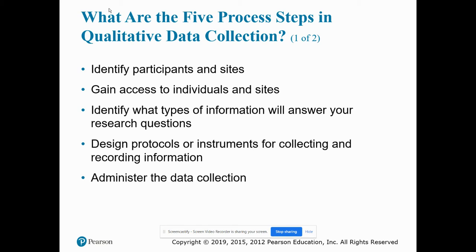There are going to be 5 process steps when you collect qualitative data. First step is you identify participants and sites. Second step is to gain access to individuals and those sites. Third step is you identify what types of info you will need to answer your research questions. Remember, research questions are what's guiding your study. Fourth step, design protocols or instruments for collecting and recording information. In qualitative research, you will not use somebody else's instrument, you make it your own. So it's different than quantitative. And then lastly, you administer the data collection.